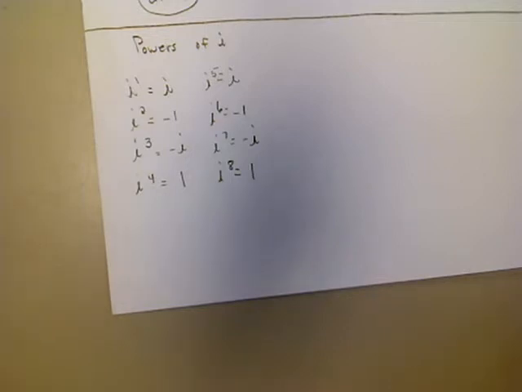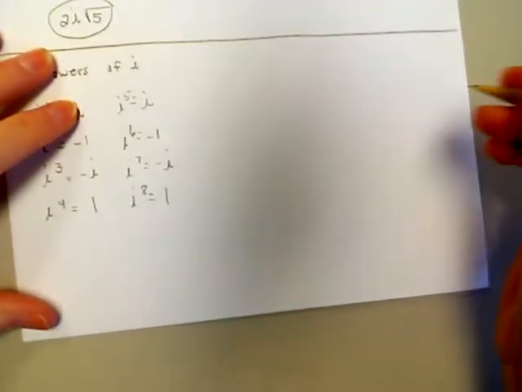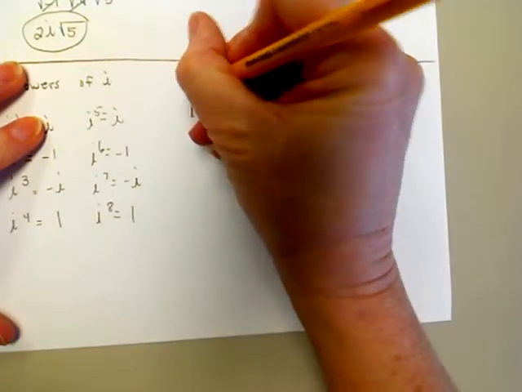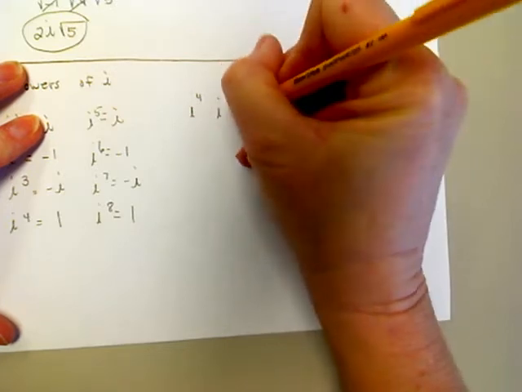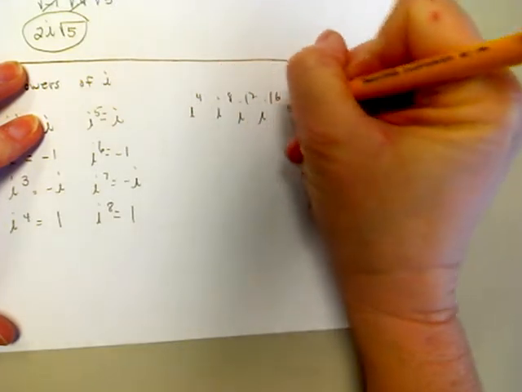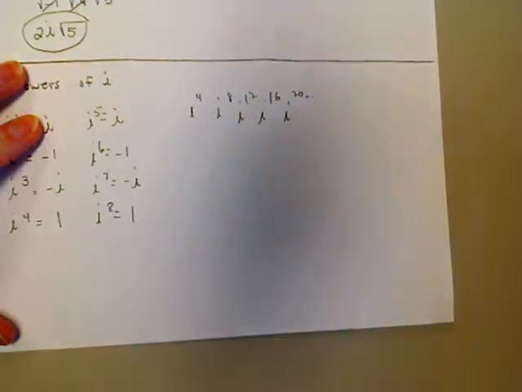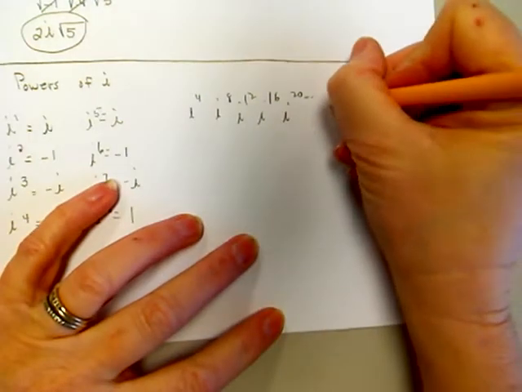To make it easier on you, what you should know is that every single multiple of 4, i to the 4th, I'm going to squeeze in. So i to the 4th, i to the 8th, i to the 12th, i to the 16th, i to the 20th, and so on. Every multiple of 4 is 1.